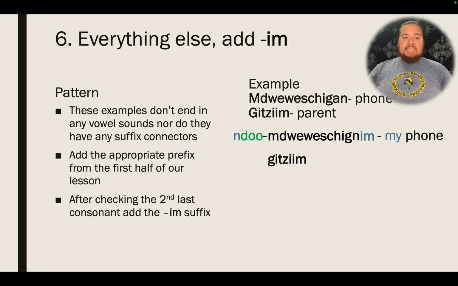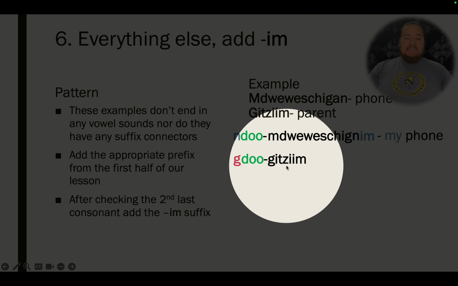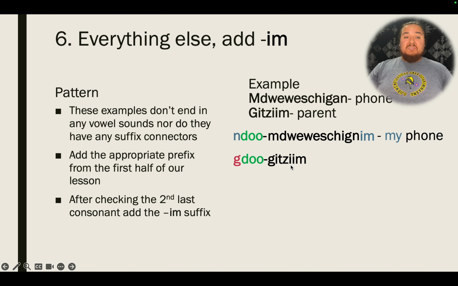For parent, gitsim, because this starts with a G sound and our second person pronoun starts with a G sound, we're going to use the extended pronoun again. Next, we're going to add our G sound to the front. Now we're going to count to our second last consonant, see if we have to drop anything. So the last one is an M sound, second last is a Z sound. There's no vowel sound in front, and this is a long vowel sound, so there's nothing to get rid of here. So we're just going to add our IM suffix after. So gdo gitsimim for your parent.